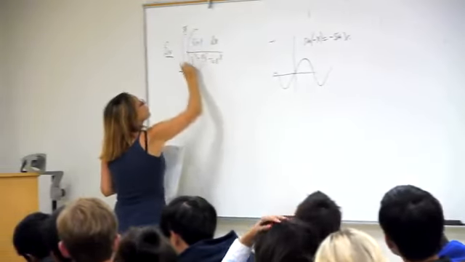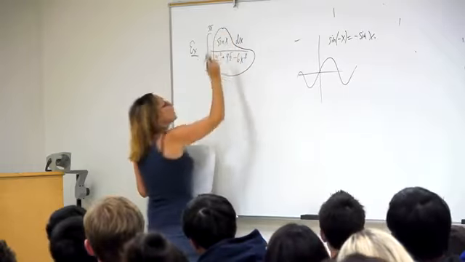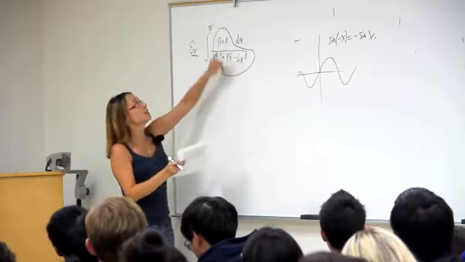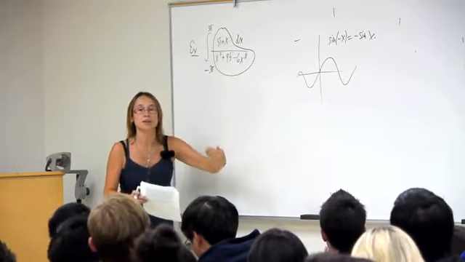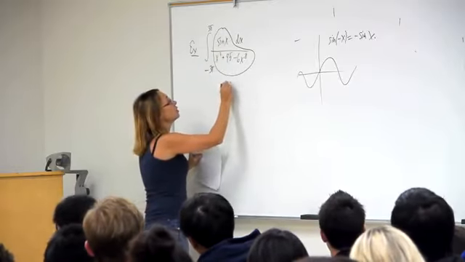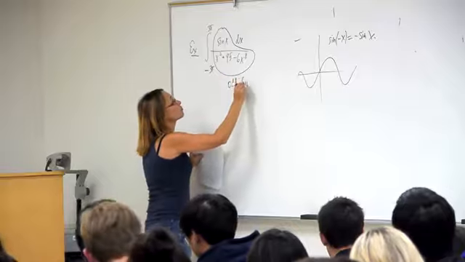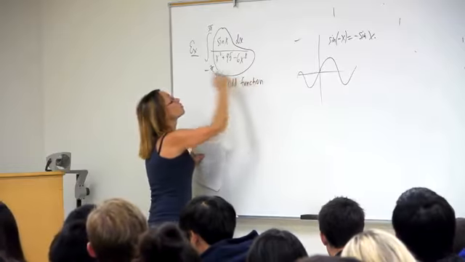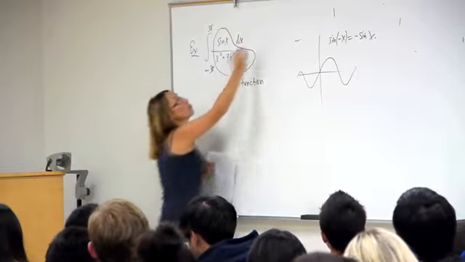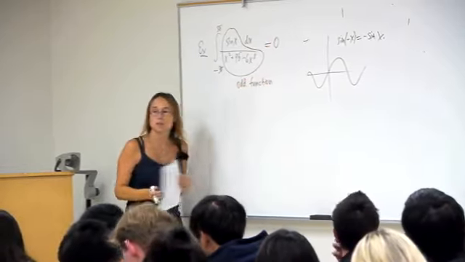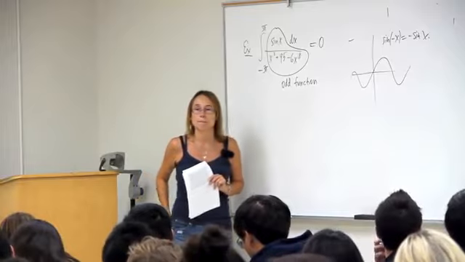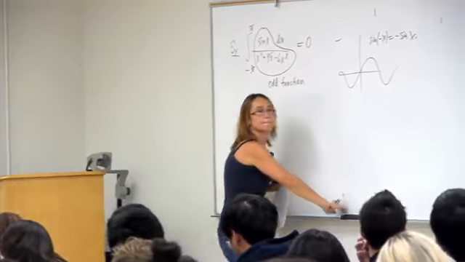So the whole thing, what does it do when x goes to minus x? The denominator doesn't care. This one flips sign. So the whole thing flips sign. So this is an odd function. So what's the answer? 0. Questions about this? Okay.